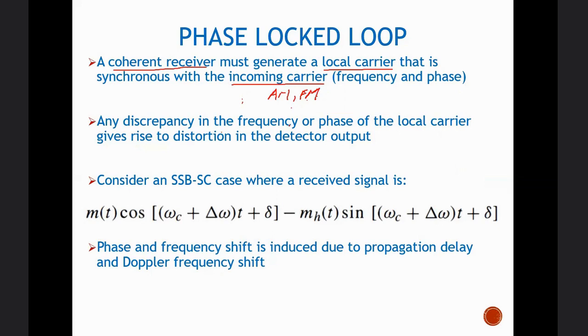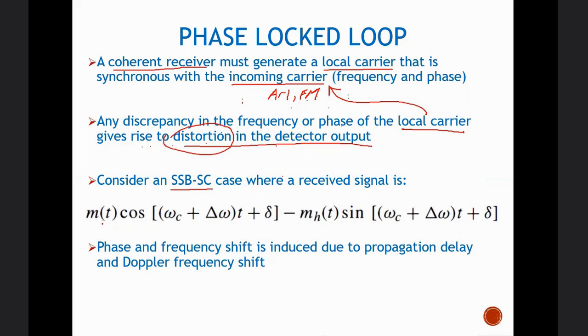Any discrepancy in the frequency or phase of the local carrier with respect to the incoming carrier gives rise to distortion at the output of the detector. So this local carrier must be synchronized to the incoming carrier. Now, just as an example, to explain the concept of distortion, let's say we have a single sideband suppressed carrier signal as shown below.